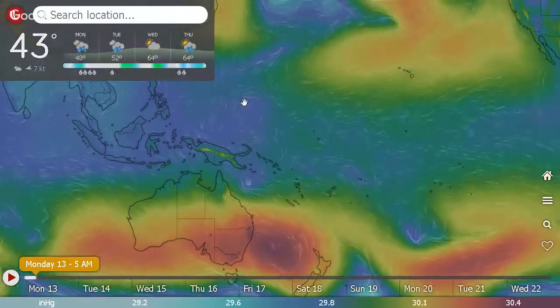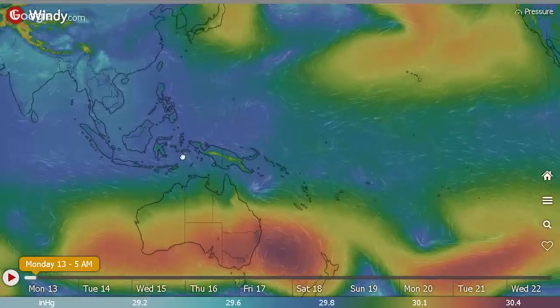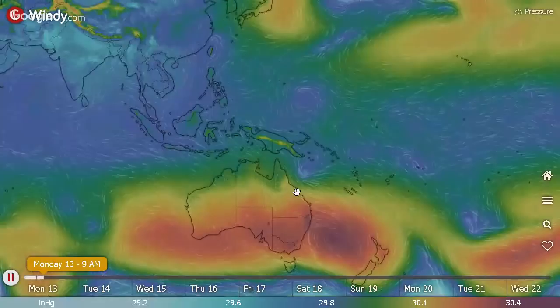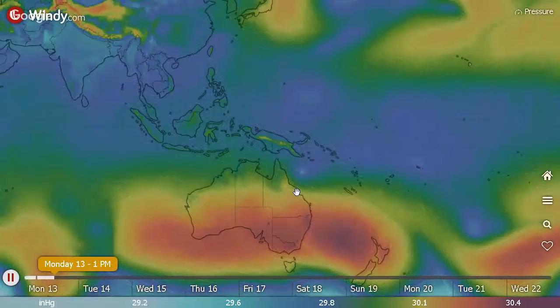Here are pressure maps. We'll let this play real quick as we are trying to get out of here as quickly as possible. There's still more stuff to cover.